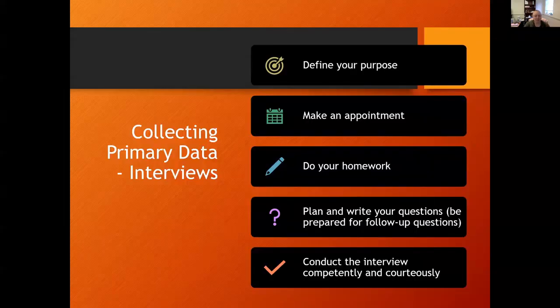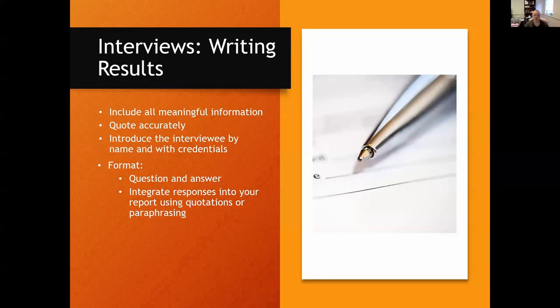So interviews, if you're doing an interview, different than a survey, you want to define your purpose. Again, make an appointment. An interview is going to be more a one-on-one, and it's going to be more of a discussion-based sort of input and output as opposed to a survey. You do want to do your homework. You do want to be able to have some predetermined questions and possibly follow-up questions based on the answer of the previous question. You want to conduct the interview in a way that you come across as being competent and courteous and professional, and just very formal, and they're not going to take it as you're just playing around.